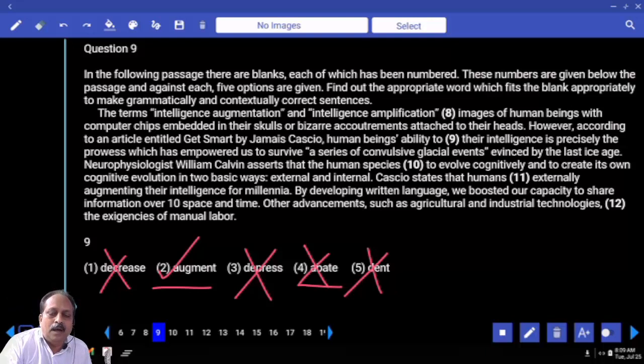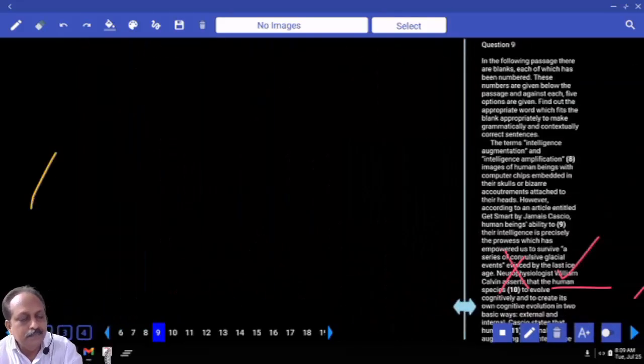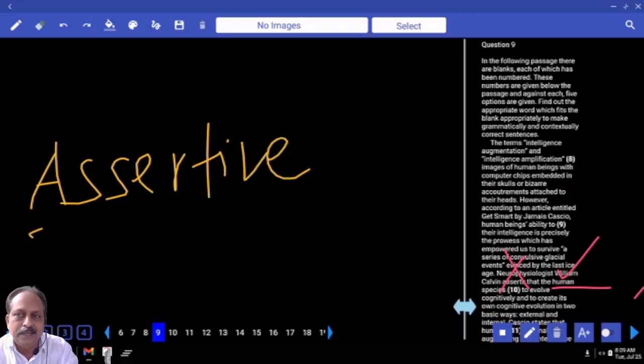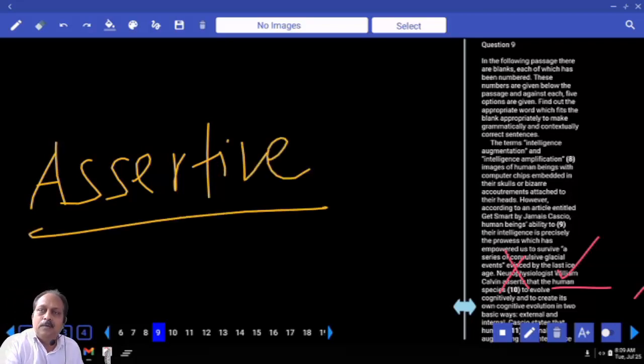Neurophysiologist William Calvin asserts that, underline the word asserts, and write one word form based on that in your notebook, an important word. Write the word assertive. Have you heard of this word any time? I want you guys to respond. I think Sashi sir also was telling the same.